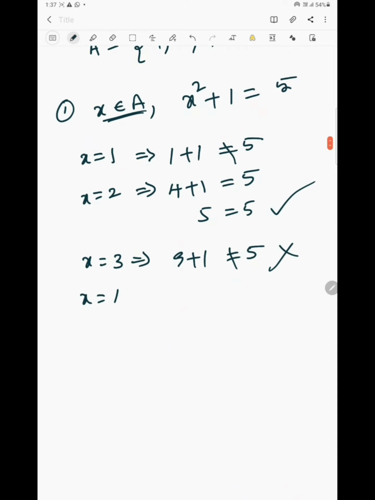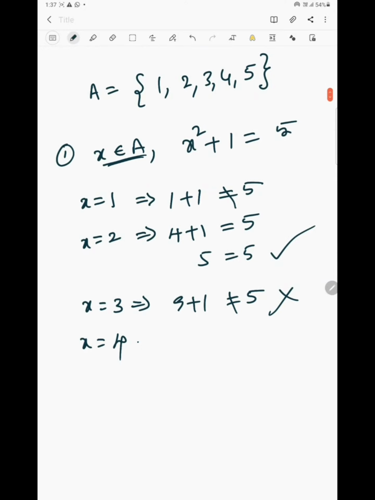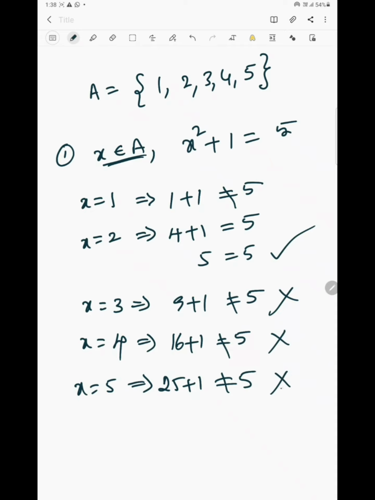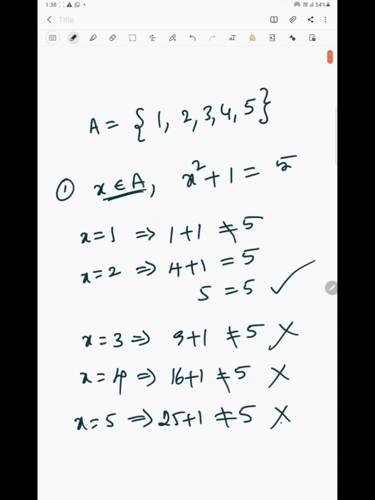If x is equal to 4, 4 square 16 plus 1 is equal to 5? No, it is not equal. x is equal to 5, then 25 plus 1 which is not equal to 5. So this statement is true only once. That means in the given set x is taking only one value where the given statement is correct, satisfied.